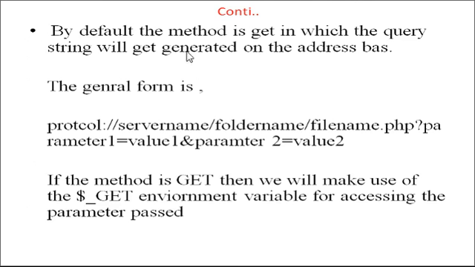By default, the method is get, in which the query string is displayed in the address bar. The general form is protocol, server name, folder name, filename.php, parameter1 equal to value1, parameter2 equal to value2. If the method is get, then we will make use of the $_GET environment variable. The get method will use the $_GET environment variable for accessing the parameters passed.